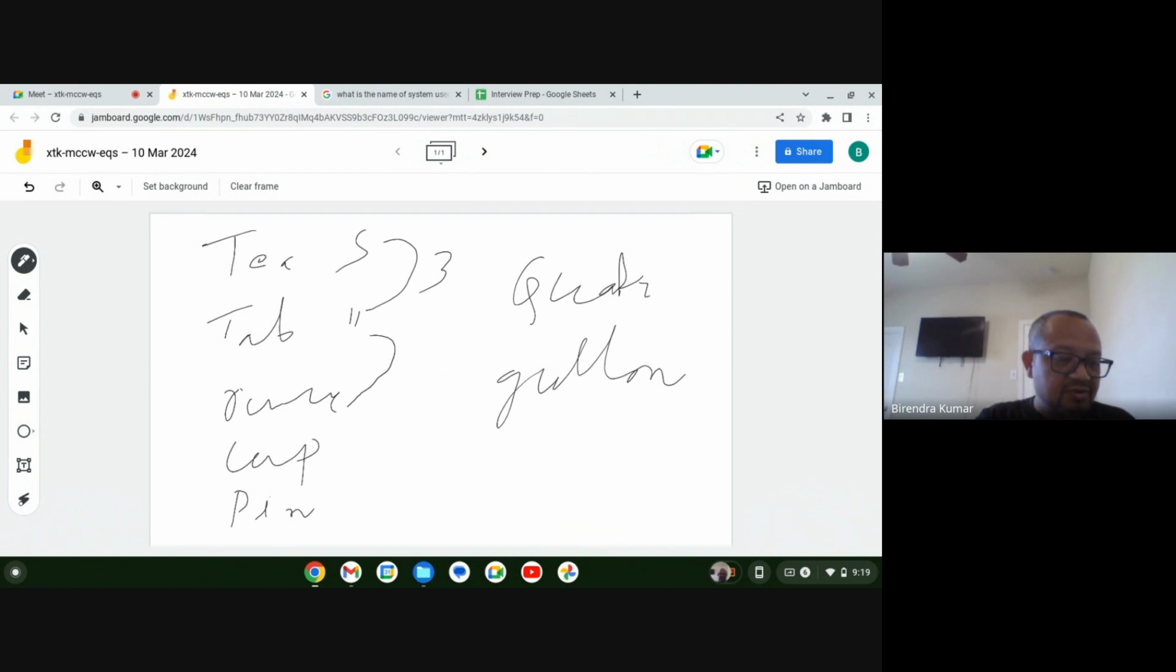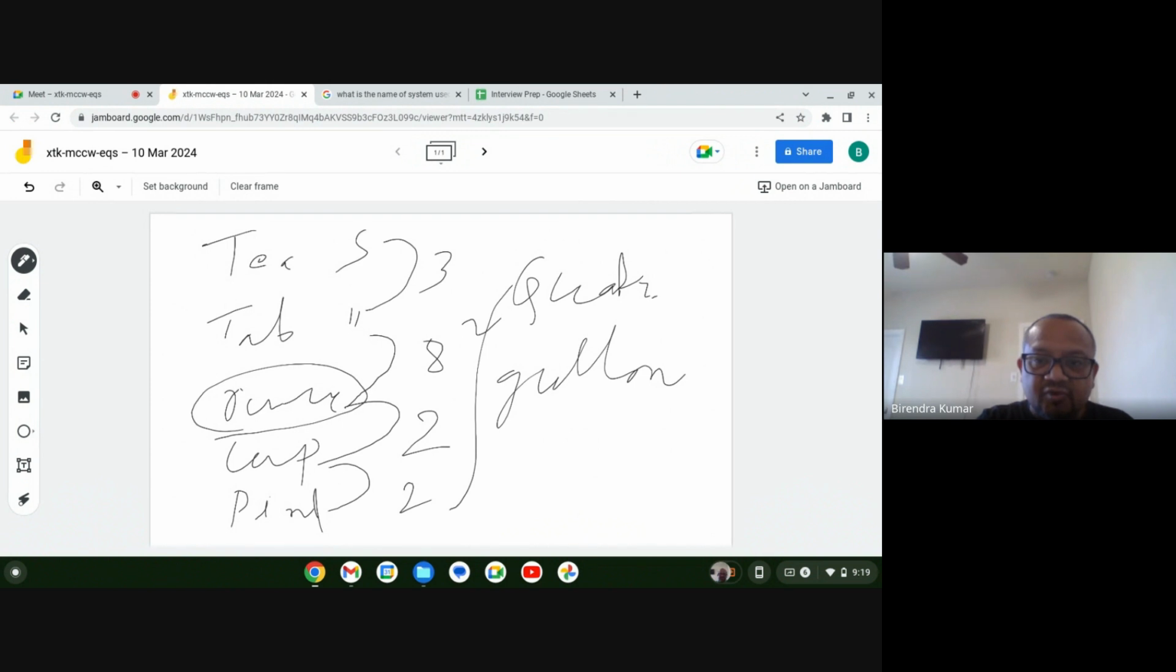2 tablespoons, not 2 tablespoons. Where am I going wrong? Oh, my bad. I was missing this one completely. That's where I was going wrong. Now, 8 tablespoons make 1 ounce. 2 ounces make 1 cup. 2 cups make 1 pint. 2 pints make 1 quart. 4 quarts make 1 gallon.